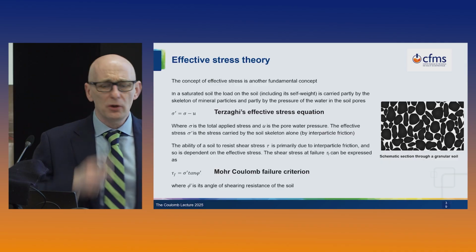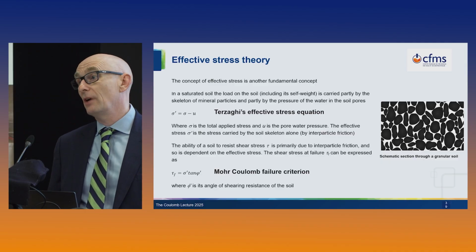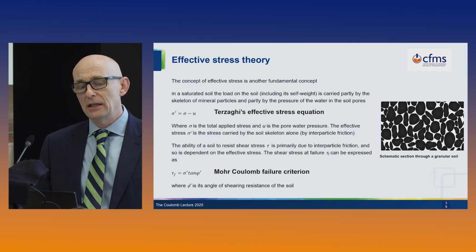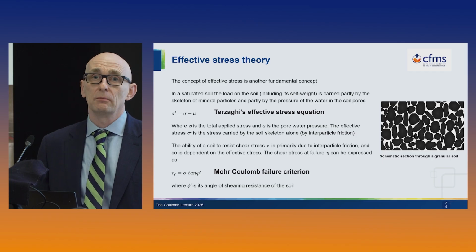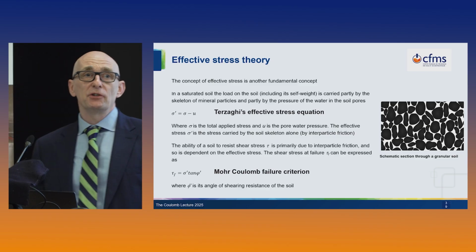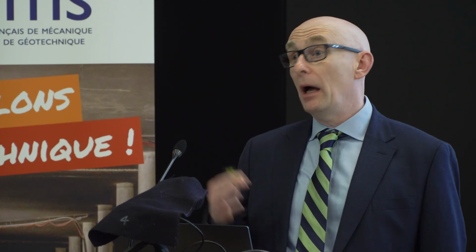And now I want to move on to another very simple concept, effective stress. Again, it underpins everything we do. But I'm going to talk about how effective stress is related to groundwater control. So at its very simplest, effective stress tells us that when we load a soil, including by its self-weight, part of the load is carried by interparticular friction between the particles. But part of the load is carried by the pore water pressure, sometimes given the symbol U.